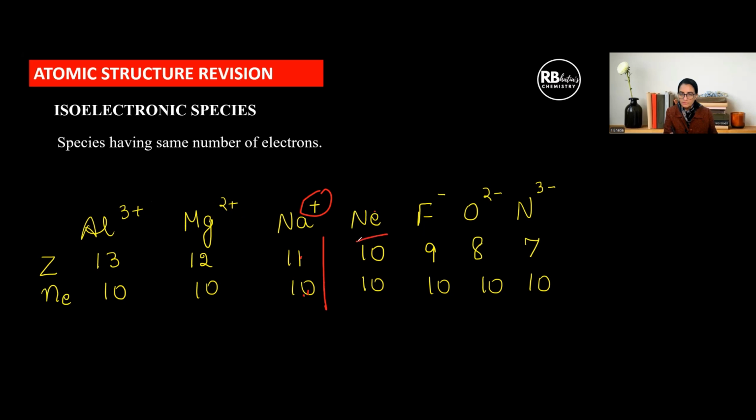Neon has no charge, so the atomic number is equal to the number of electrons. Fluoride ion, atomic number is 9. But there's a one negative charge, which means add one electron to it. So the number of electrons is 10. Similarly, 8 plus 2 is 10. 7 plus 3 is 10. Okay, so what do you find? All these are isoelectronic species. Why? Because they have the same number of electrons. Atomic number was different, but the number of electrons is the same. So these are called isoelectronic species.